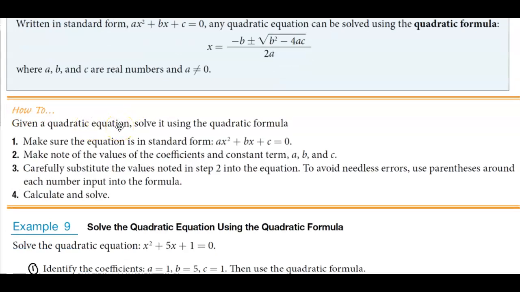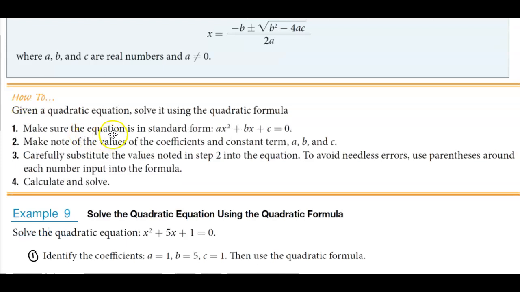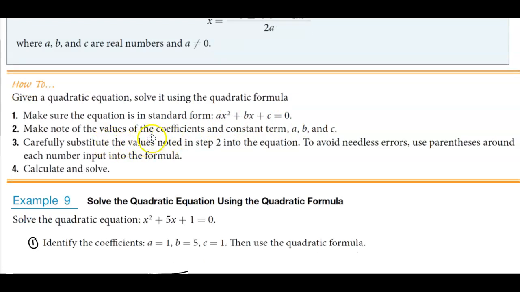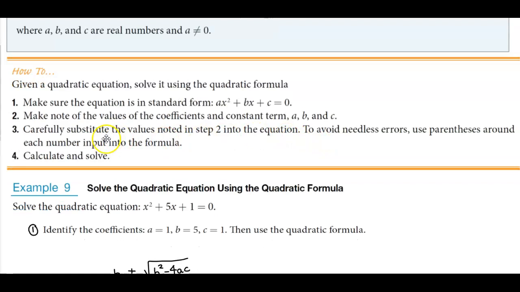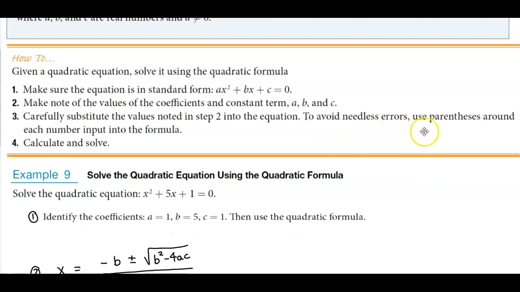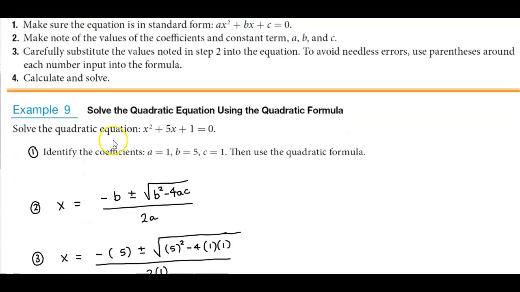Given a quadratic equation, solve it using the quadratic formula. Make sure the equation is in standard form, ax squared plus bx plus c equals 0. Make note of the values of the coefficients and constant term, a, b, and c. Carefully substitute the values noted in step 2 into the equation. To avoid needless errors, use parentheses around each number input into the formula. Calculate and solve.